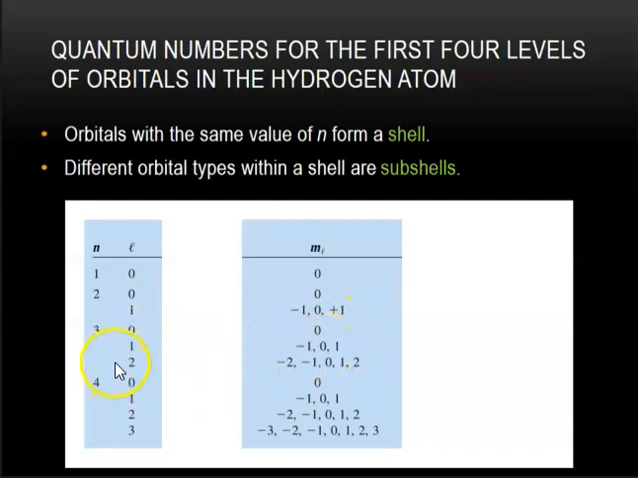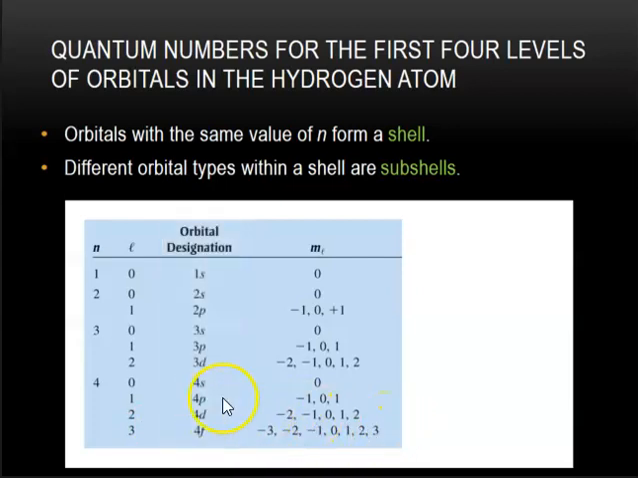When L equals 2, your m sub L values go from minus 2, minus 1, 0, 1, 2. And let's just jump down here. When L equals 3, your m sub L's could be minus 3, minus 2, minus 1, 0, 1, 2, or 3. These correspond to different orbitals, right?